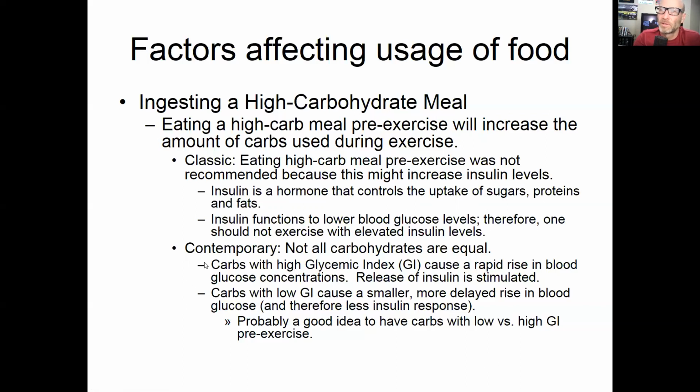But the contemporary viewpoint is that not all carbohydrates are equal. Carbohydrates with a high glycemic index cause a rapid rise in blood glucose concentrations and release of insulin is stimulated, which means more glucose is pulled into the muscle. So you start to see big fluctuations in blood glucose. But carbs with a low glycemic index cause a smaller, more delayed rise in blood glucose and therefore less insulin response, and much more of a level response in blood glucose levels. It's probably a good idea to have carbs with low versus high glycemic indexes.